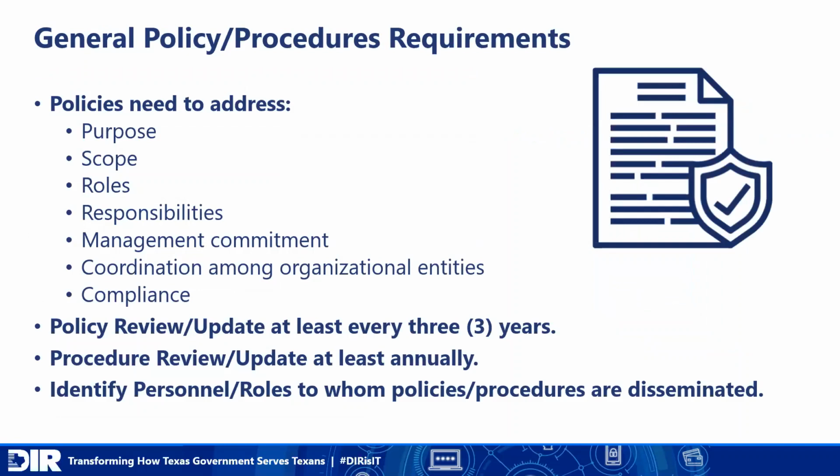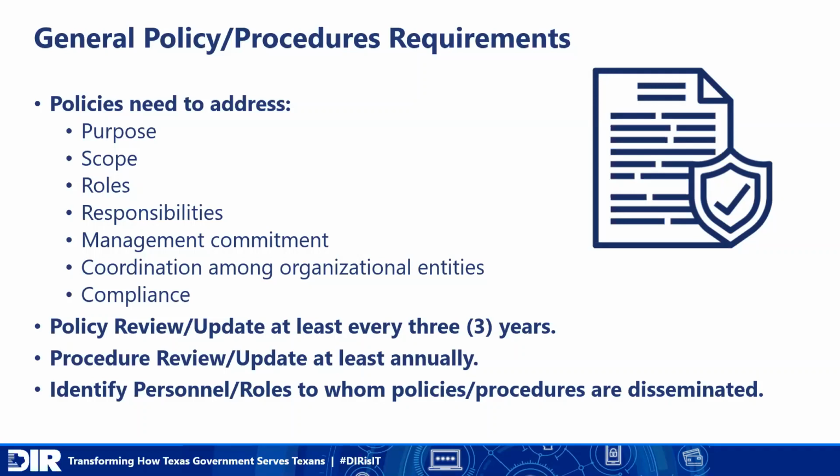High level here, this is probably more targeted for the vendor community, but from a general policy and procedures requirements standpoint, the policies need to address the criteria specified within the -1 controls for all the families. That's those bullets there. And then the parameters associated with the policies are to review and update at least every 3 years. And then for procedures, it's review and update at least annually.